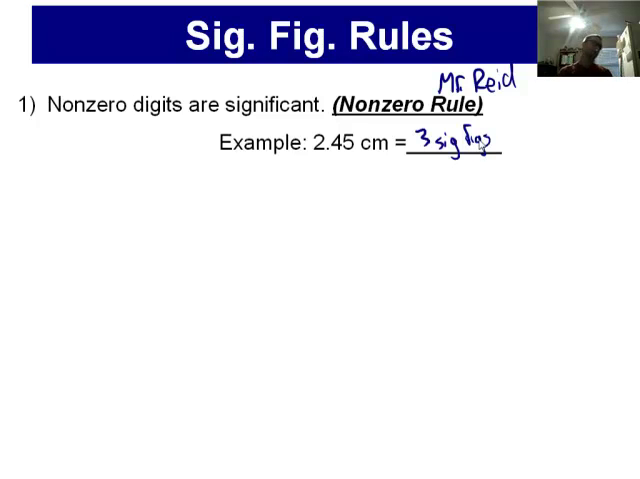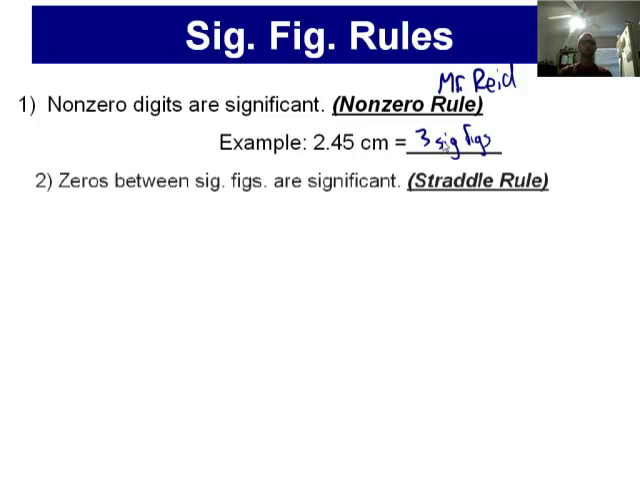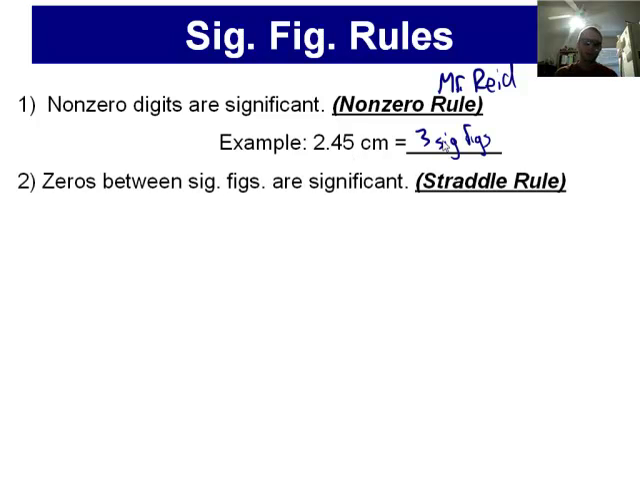Okay, there we go. Pretty simple, okay? So 1, 2, 3 numbers means 3 significant figures. All right. Rule number 2, which is called the straddle rule, okay? Zeros between significant figures are significant.